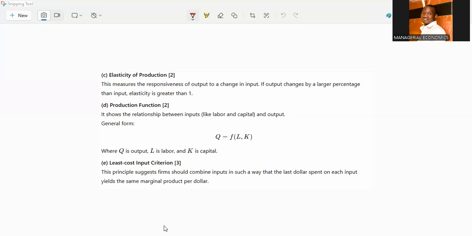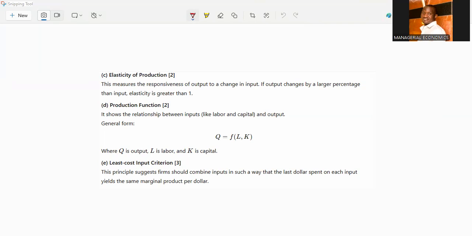All right. So we also have what we call the least cost input criterion. It's a principle that suggests that a firm should combine inputs in such a way that the last dollar spent on each input will yield the same marginal product per dollar. So the least cost input criterion is the idea that a business should use its resources in a way that will give it the most output value for its money spent. So each quarter spent on inputs like labor and capital should give you the same benefit. That's what we call our least cost input.